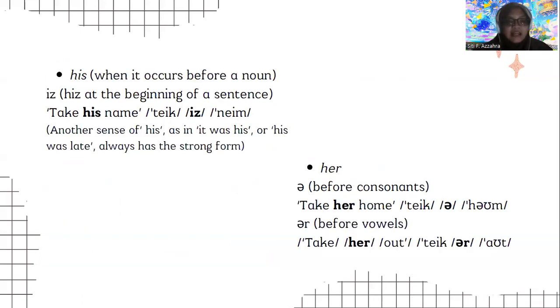Okay, then the next one is his, which is when it occurs before a noun. His is pronounced is, but pronounce his at the beginning of a sentence instead. Like, for example, take his name. Another sense of his, as in it was his or his was late, always has the strong form. And the next one we have her, which is pronounced er if it came before consonants, like in take her home, or if it came before vowels, like take her out.